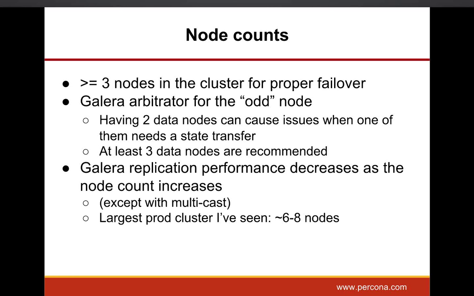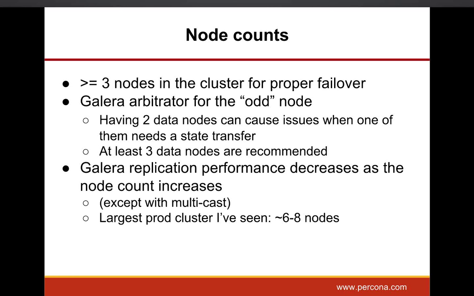do the state transfer. And for a full state transfer currently, every state transfer method, SST method, is blocking in some way, including xtrabackup. Now that hopefully will change in the future, but currently it will block. And so in a 2 data node cluster, you may have some issues there. So at least 3 data nodes are recommended for that reason. You don't have to, but it is recommended.